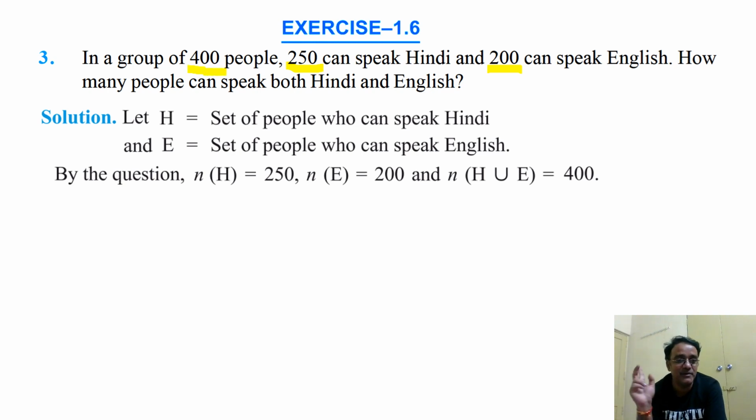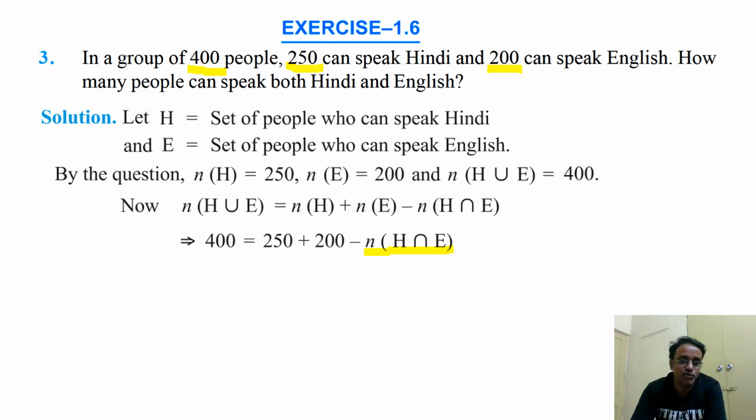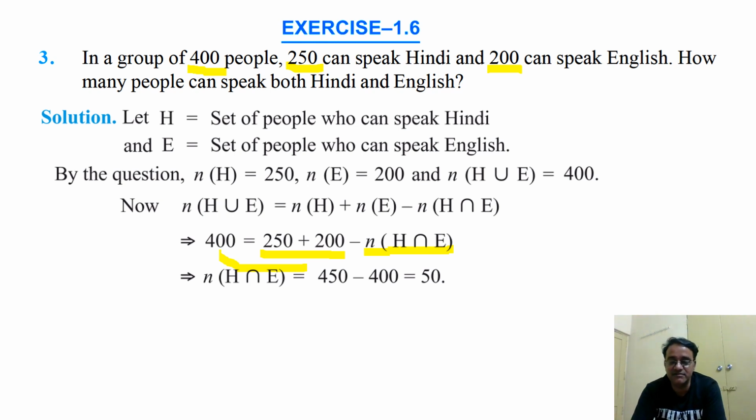Now we are going to apply the formula of two sets. So this is the formula. Now we have to substitute the corresponding values. Substituted, and again this one we have to shift to the left hand side, so it will become plus, and the sum of these two numbers, 250 plus 200, is 450, and we'll shift 400 to this side, so it will become minus. So the final answer is 450 minus 400, that is equal to 50. So this is the final answer.